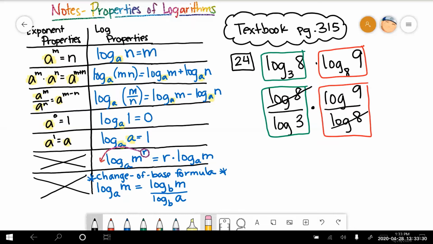Okay, so now I can continue trying to simplify this. I've got log 9 over log 3.